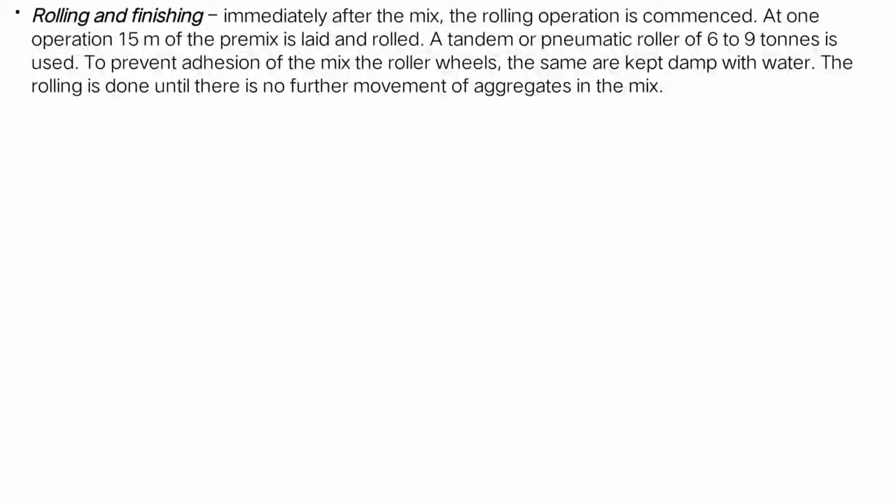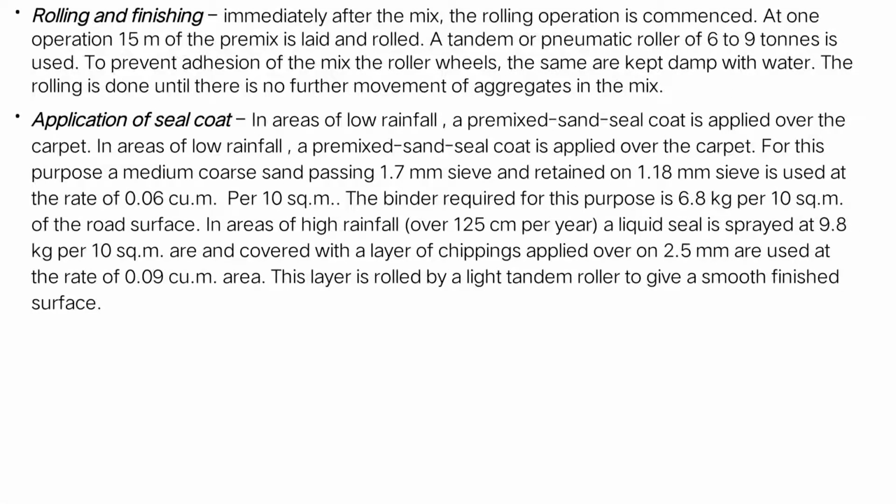Then comes the rolling and finishing. Immediately after the mixing, the rolling operation is commenced. At one operation, 15 meter of the premix is laid and rolled. A tandem or pneumatic roller of 6 to 9 tons is used. To prevent the adhesion of the mix, the roller wheels are kept damp with water. The rolling is done until there is no further movement of aggregates in the mix.